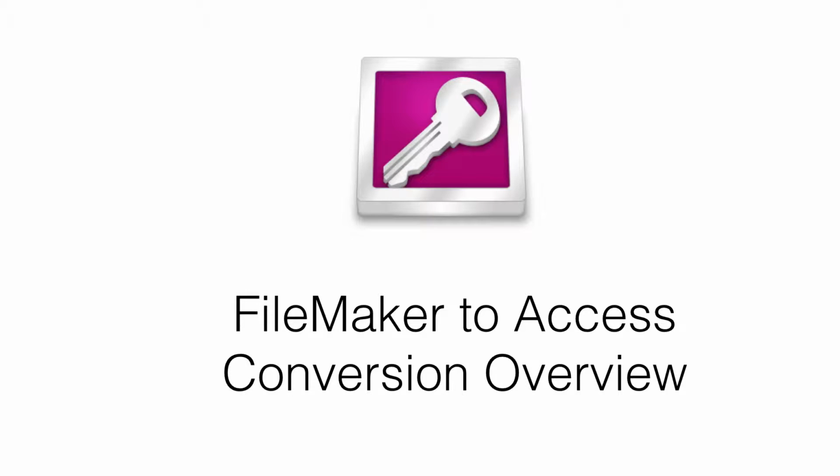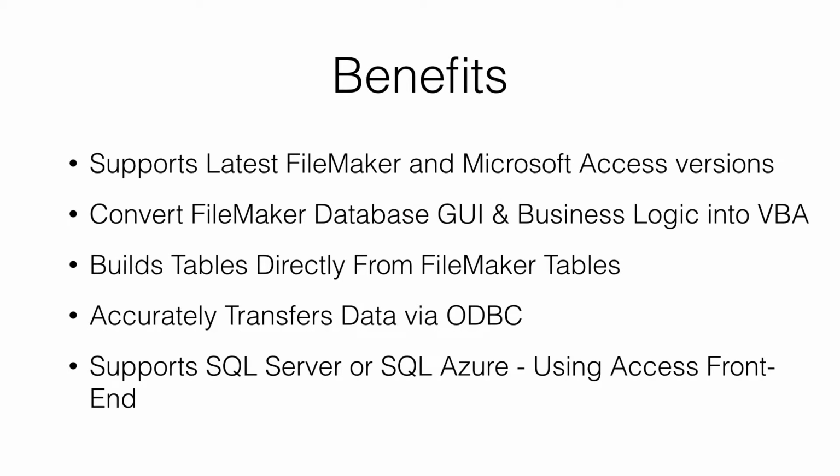FmPro Migrator Platinum Edition quickly converts the latest FileMaker databases into Microsoft Access ACCDB files. There are many benefits of using FmPro Migrator Platinum Edition for your FileMaker to Access conversion project. Supporting the latest versions of FileMaker and Access database files, FmPro Migrator is the only software able to read and convert FileMaker metadata into Visual Basic Code.